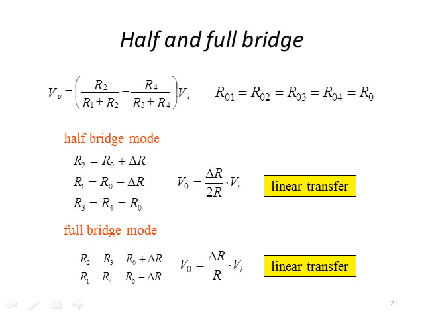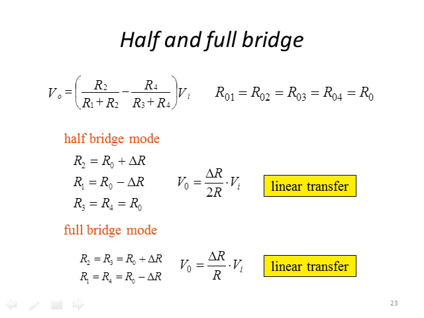Okay, then we have the half and full bridge. We use the same transfer function from the bridge configuration. Now for a half bridge, we will have two of the elements changing. One plus delta R and the other minus delta R. And then the remaining two have the same R0 as we had before. Go through the algebra, and then we get the transfer function V out is equal to delta R over 2R times VI.